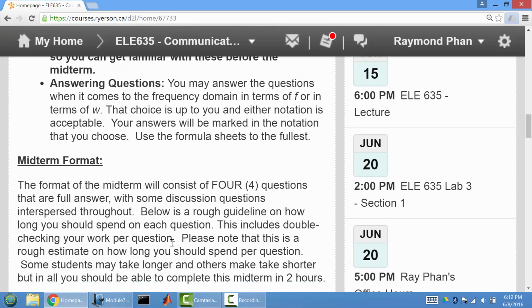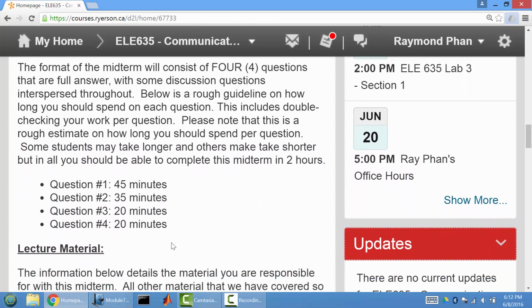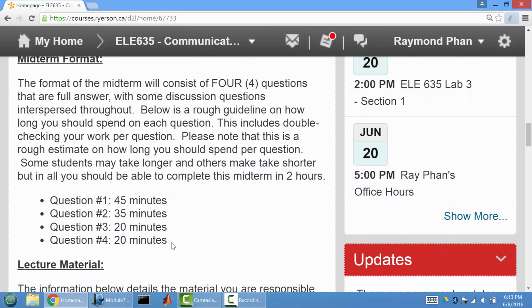The format of the midterm is very simple. It's just going to be 4 questions. Most of it will be full answer. There may be some discussion questions, like explain why this is happening in 1 or 2 sentences. It's not meant to be a full essay type thing. It's mostly going to be calculation based. Below is a rough guideline of how many minutes you should spend per question. I've timed it out roughly, and this also includes double checking your work.